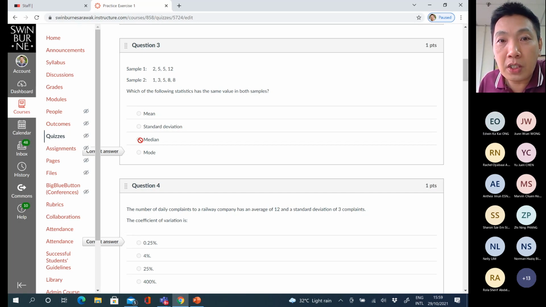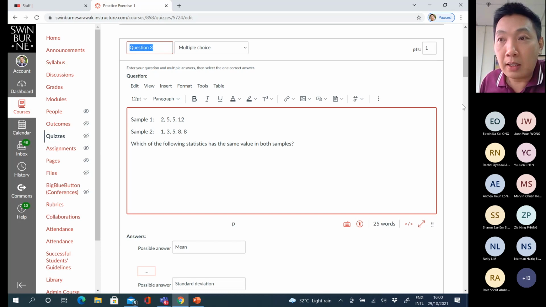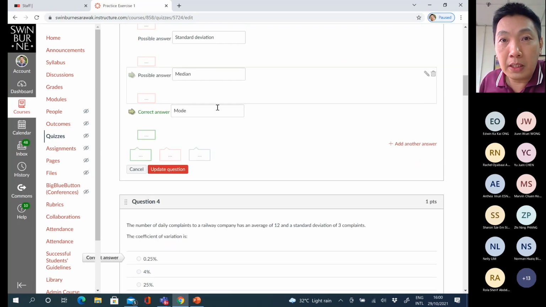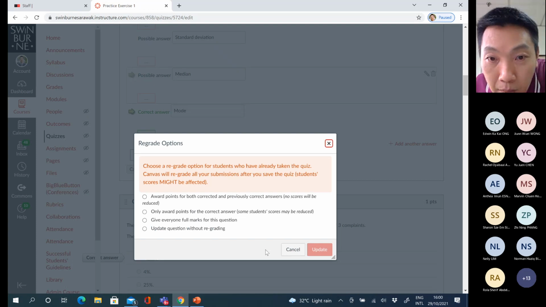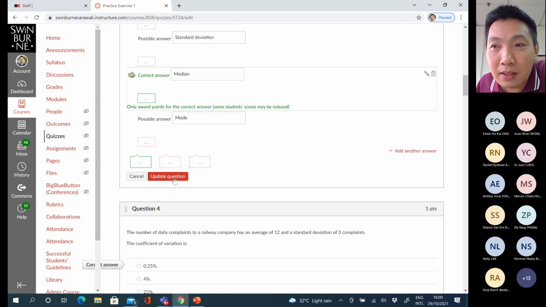Thank you for informing. I'll change the answer now, immediately, on the spot. The answer should be median. I award points only for the correct answer. This will affect your score for those who already answered, as the question is updated for everyone. So this will affect your result now.